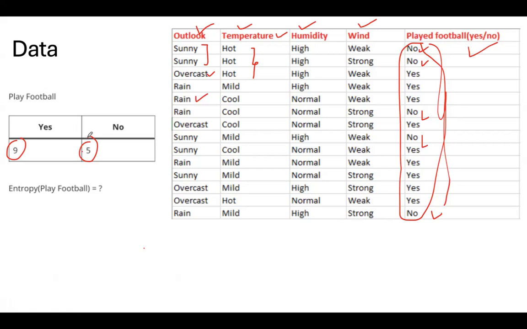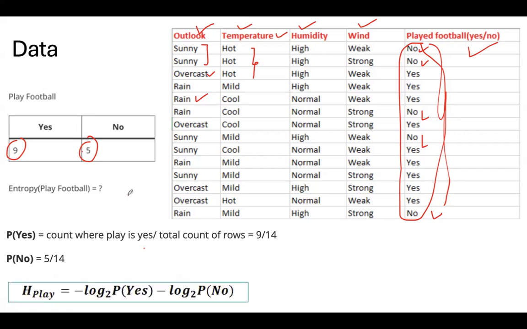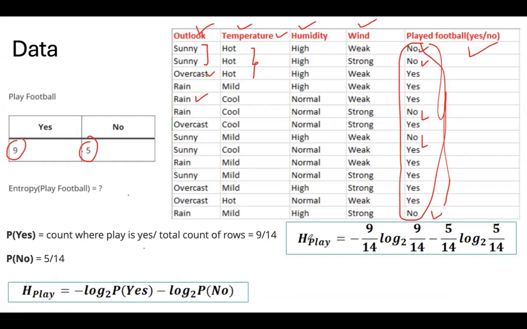And excellent, Jihad, you have actually calculated that, which is 9 over 14 log 9 over 14 plus 5 over 14 log 5 over 14. And you put a minus sign there, and that would give you the entropy level. The final answer comes out to be 0.94. So this is the entropy level that is present in the system without asking any question.